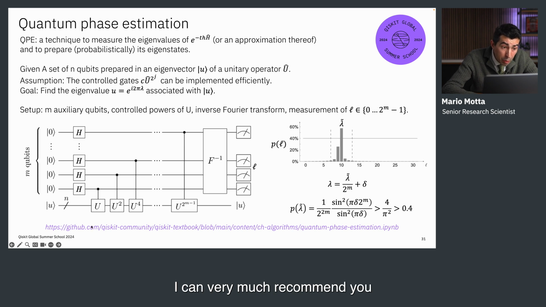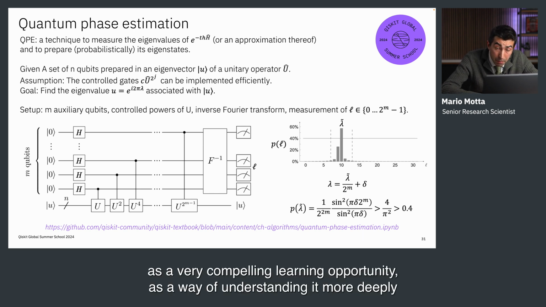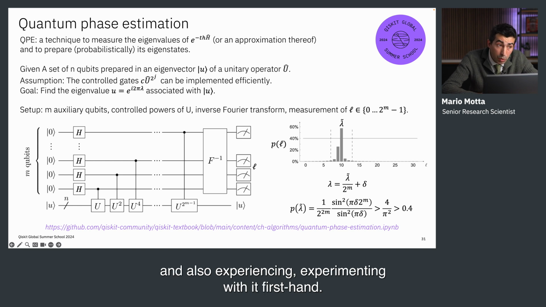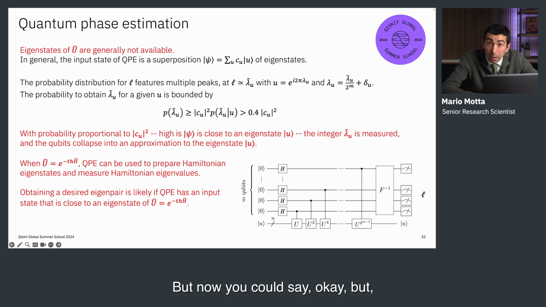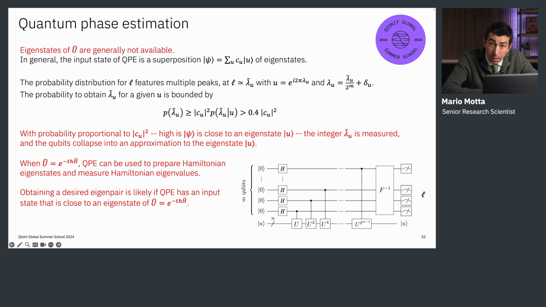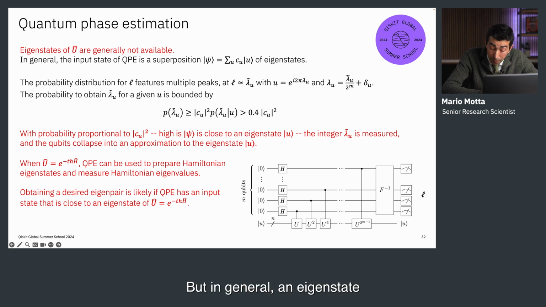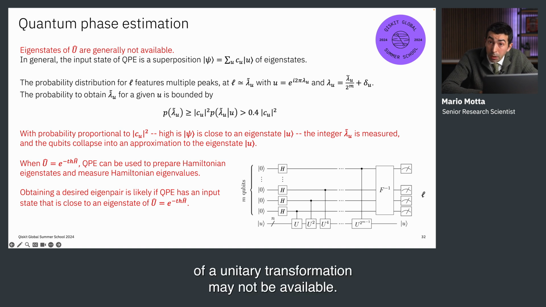I can very much recommend the Qiskit implementation of the quantum phase estimation algorithm as a very compelling learning opportunity, as a way of understanding it more deeply and also experimenting with it firsthand. But now you could say, okay, but you haven't told me how to obtain the eigenstate. QPE is fantastic. If I have the eigenstate, I can measure the eigenvalue. But in general, an eigenstate of a unitary transformation may not be available.